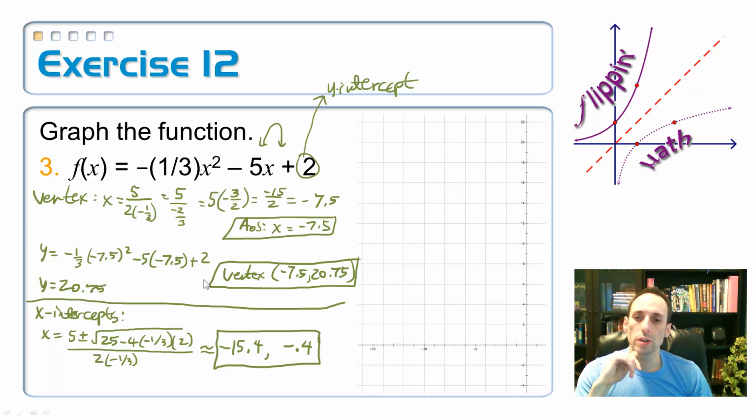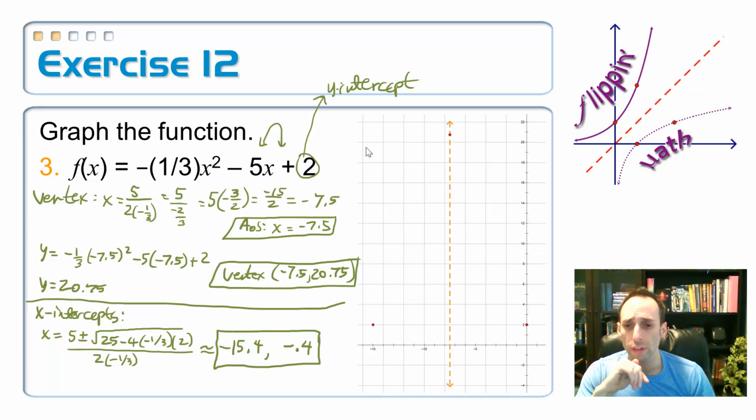Put that into the equation, and I get 20.75. So there's the vertex and axis of symmetry. Go ahead and put those up on the graph. Okay. And then the y-intercept was 2. Plot that and flip it across the axis of symmetry. Use the quadratic formula, find my 2 x-intercepts. And with a little bit of math, I get negative 15.4 and negative 0.4.